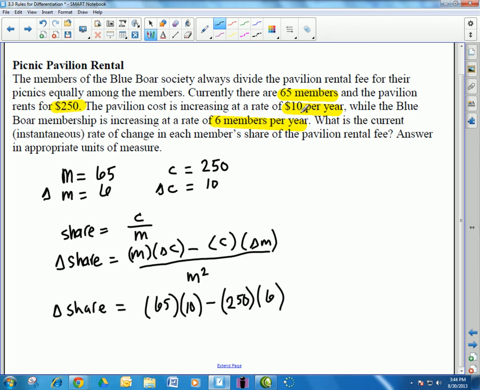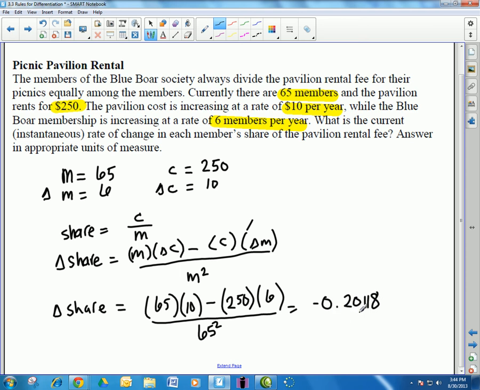and if any of these were negative, but everything's going up, so you have to be careful. If the members was going down 6 members per year, then yes, this would be negative, because some problems are going to be like that. Or if the pavilion cost was going down, then this would be negative, but they're both positive. All right, so let me just throw that little bit in there, but all these are positive. Over m squared, so that would be 65 squared. And when you put that in a calculator and simplify it, you'll get a value of negative 0.20118.